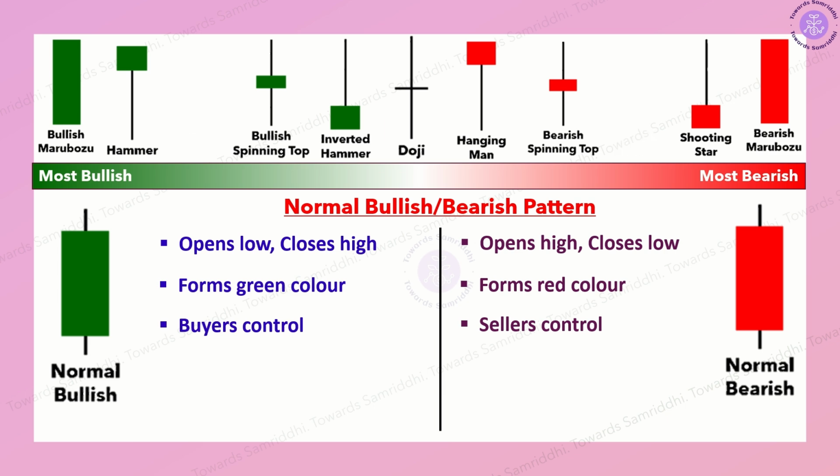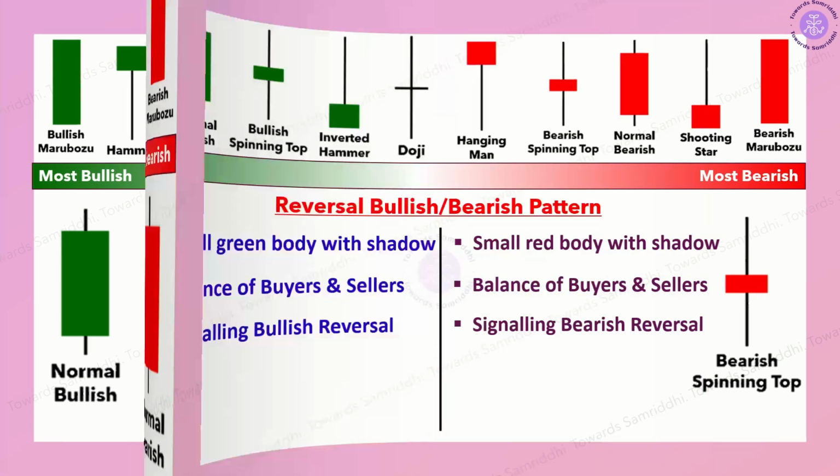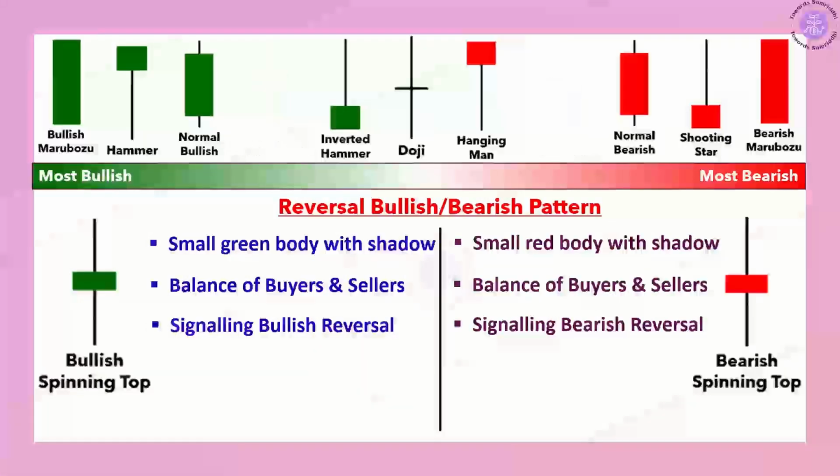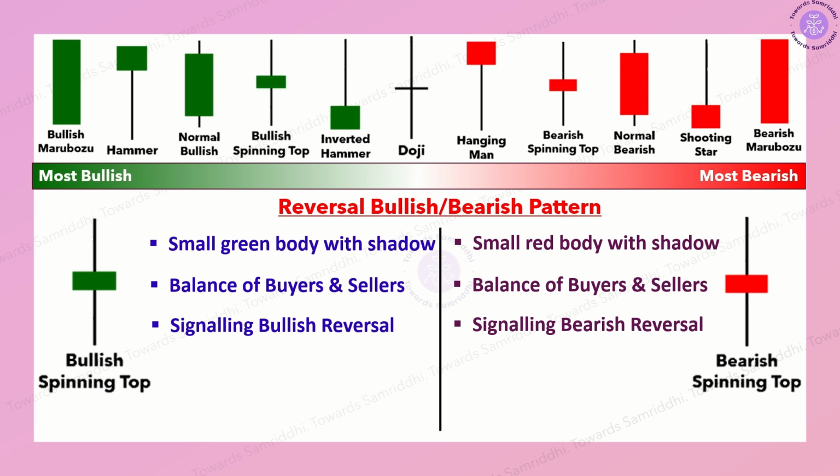Here it is time to discuss reversal bullish and bearish patterns. Bullish spinning top. This small green candlestick with shadows shows a balance between buyers and sellers, signaling a potential bullish reversal. Bearish spinning top. Like a bullish spinning top, but after an uptrend, with a small red body and shadows, signaling possible uncertainty or reversal.